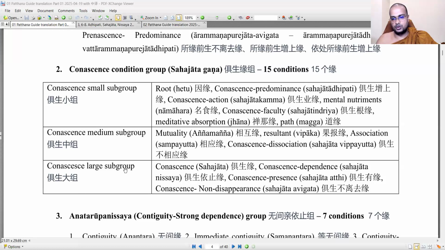Okay. Now we will move into the conascence large subgroup. The Sahajāta major group, or you can say.